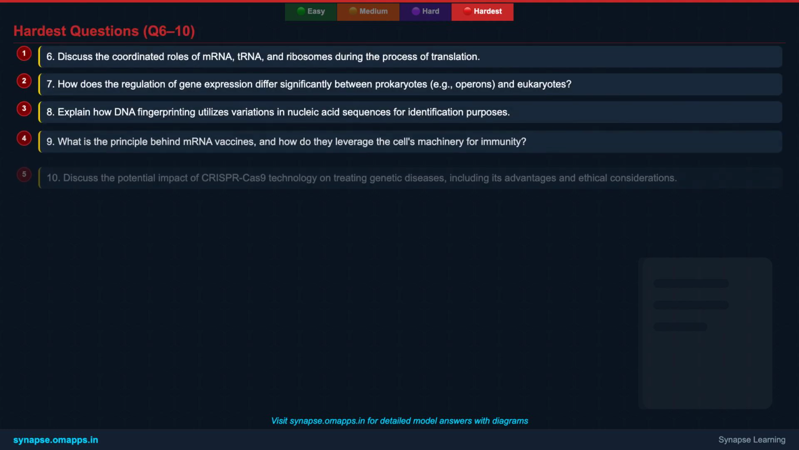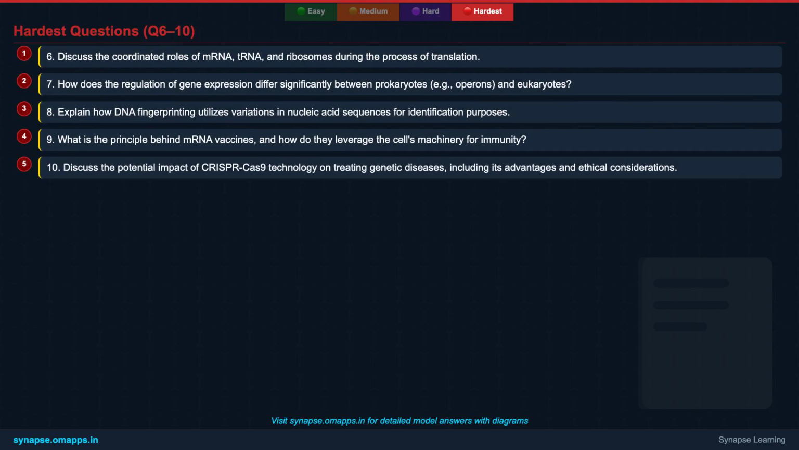Continuing with our hardest questions, sixth, discuss the coordinated roles of mRNA, tRNA, and ribosomes during translation. Seventh, how does gene expression regulation differ between prokaryotes and eukaryotes? Eighth, explain how DNA fingerprinting uses nucleic acid variations. Ninth, what's the principle behind mRNA vaccines? And finally, discuss the potential impact of CRISPR-Cas9 on genetic diseases, including its ethical considerations. These questions require a deep understanding and ability to synthesize information.